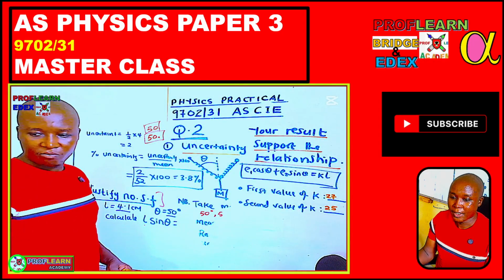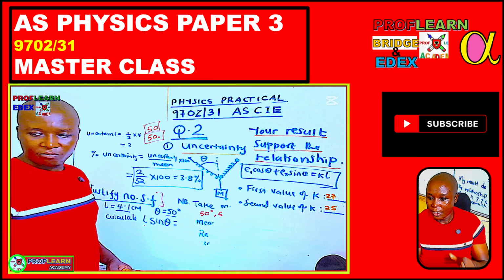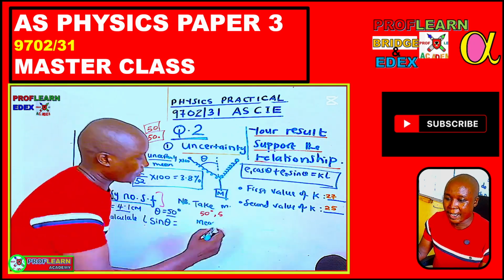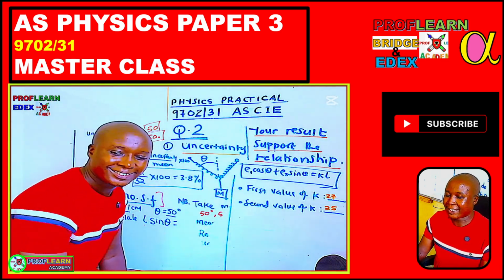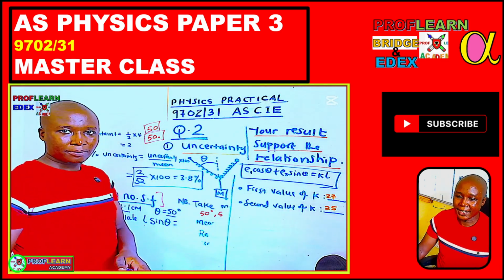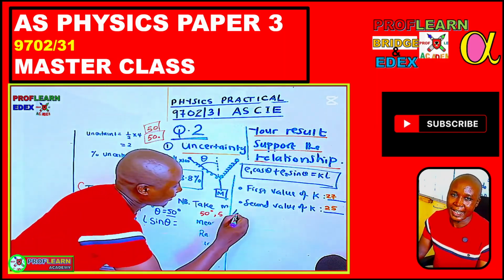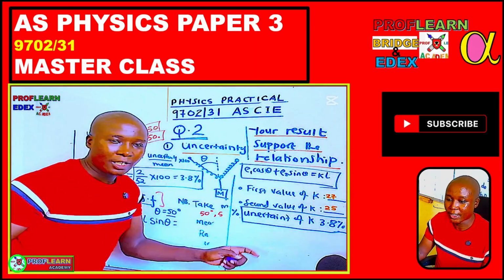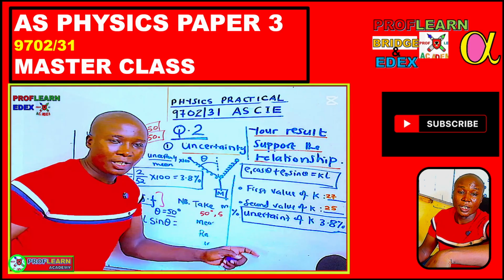Now, for instance, here Nick did this and got the value of k to be 27 and 25. Then the question that follows is that they are telling you that the accepted uncertainty of k in this experiment was 3.8. This 3.8 I'm talking about here has no relationship with the values we calculated from the data. This is the disclaimer. It has just come by coincidence.